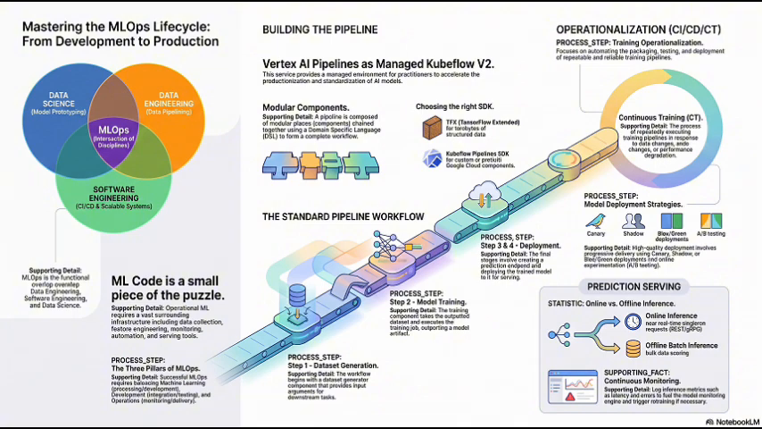Exactly. And the specific managed tool our Google Cloud certification materials focus on for this is Vertex AI Pipelines. Now, the sources define Vertex AI Pipelines as managed Kubeflow V2, meant to accelerate productionization. Now, I understand that Kubeflow is an open source project originally built to make deployments of machine learning workflows on Kubernetes simple and portable.